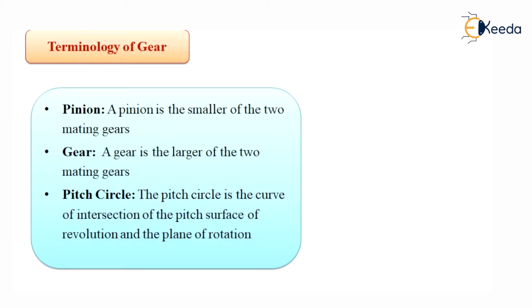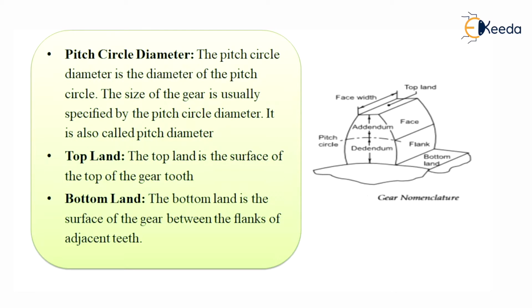Pitch circle. It is the curve of intersection of the pitch surface of revolution and the plane of rotation. Pitch circle diameter. The pitch circle diameter is the diameter of the pitch circle. The size of the gear is usually specified by the pitch circle diameter. It is also called pitch diameter.